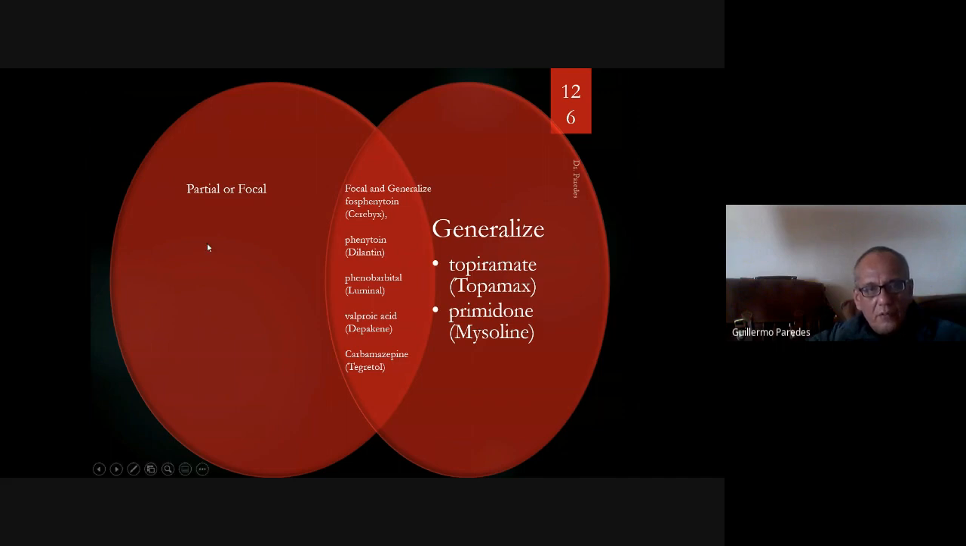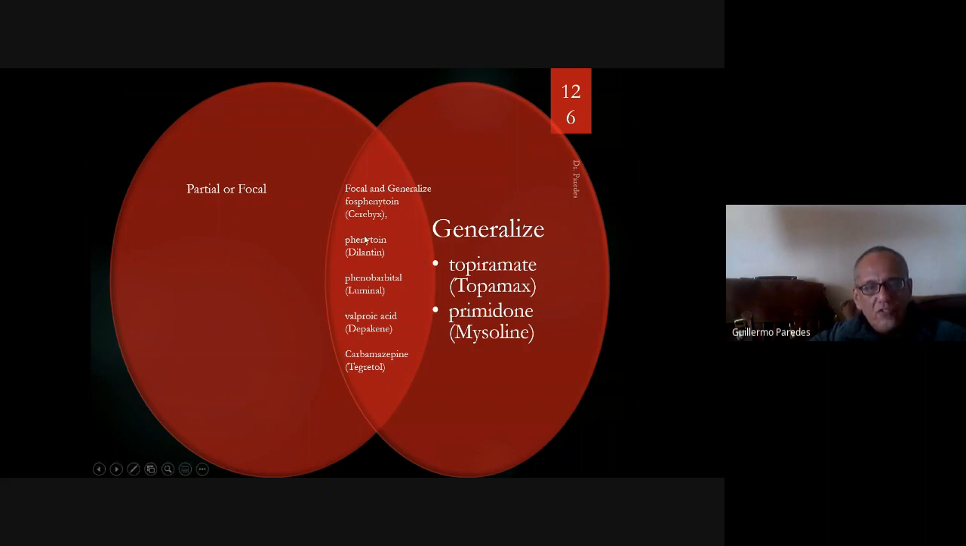Look at this. We have focal or partial, that is focal, the simple and the complex, right? And we have the generalized, this whole circle. In between, there's a crossover that is for focal and generalized. From all these 20 drugs that you're going to remember, generalized only are going to be topiramate and primidone, the only ones that are exclusively for generalized seizures.